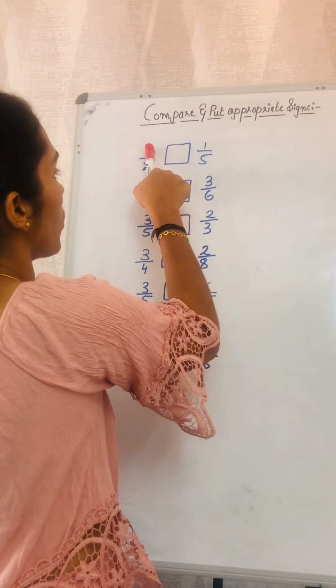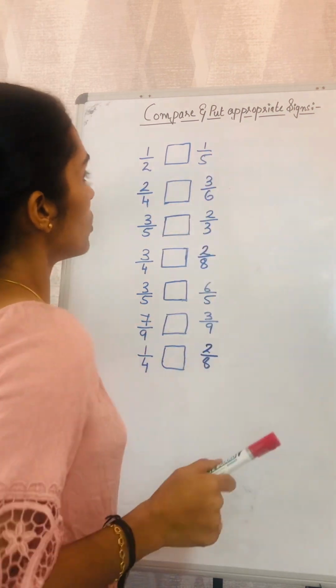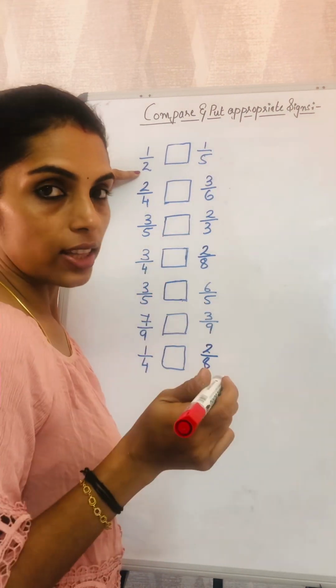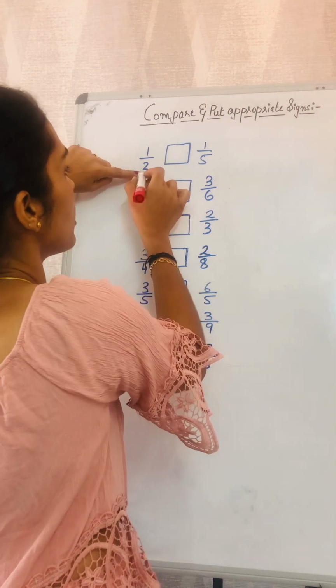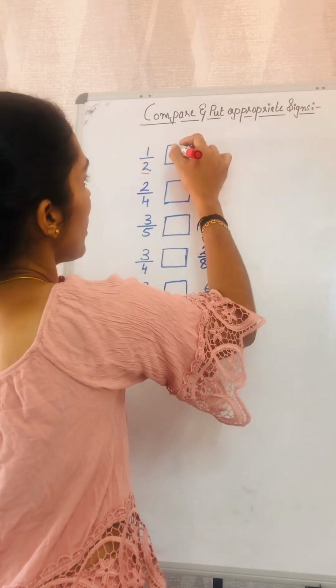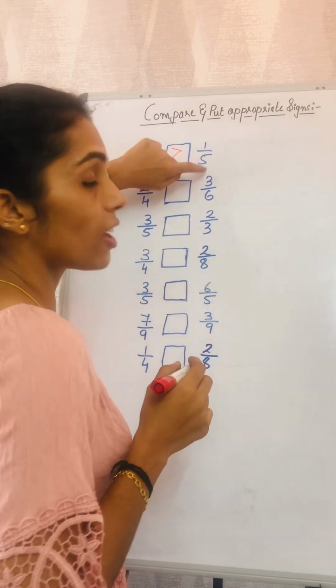The first one is 1 by 2 and 1 by 5. So what was our first rule? Smaller the denominator, greater the fraction. 2 is the smaller number, so obviously 1 by 2 is greater than 1 by 5.